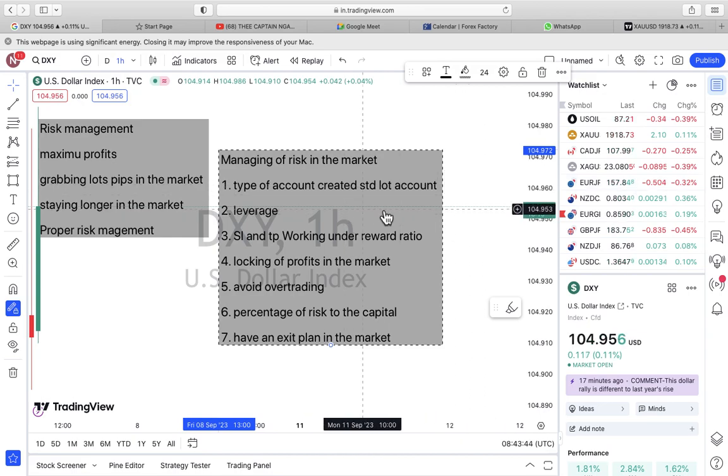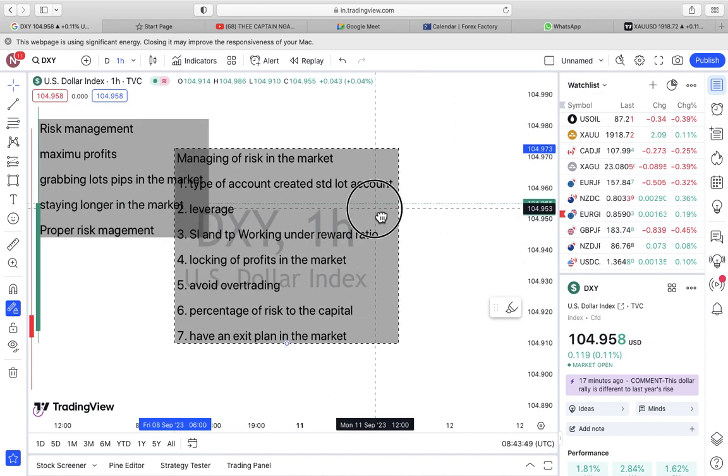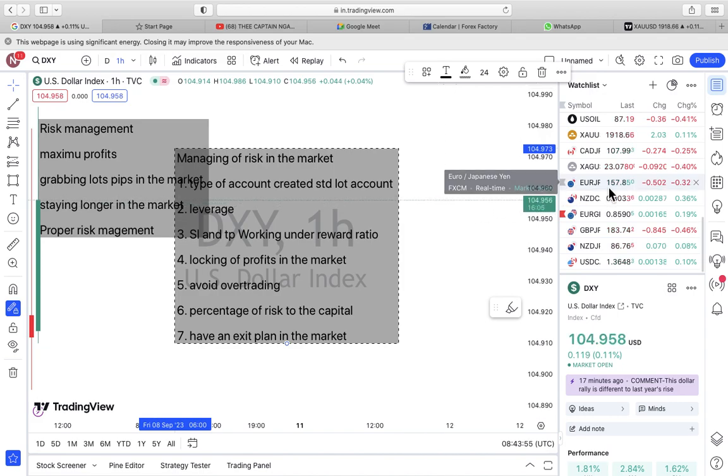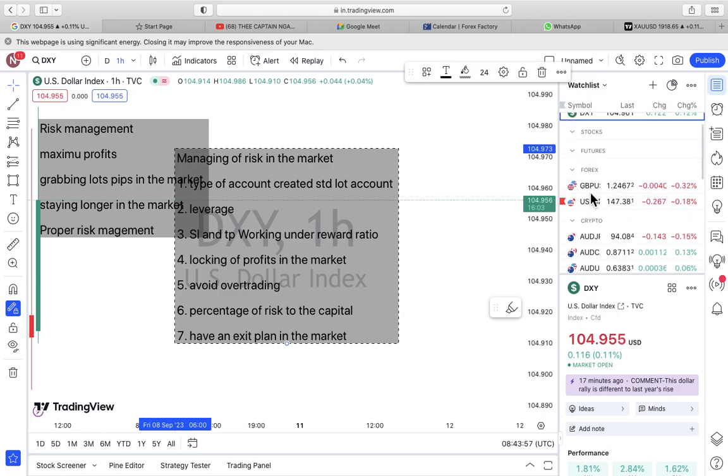That is what is very, very important. If you have done this and have an exit plan in the market, what is your exit plan in that given market? That is very, very, very important. You always have an exit plan when the market goes bad, because in the forex market, you cannot be 100% sure of what the market will always do. You always have to try to work on an exit plan.